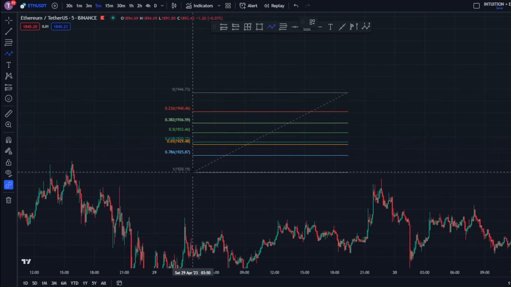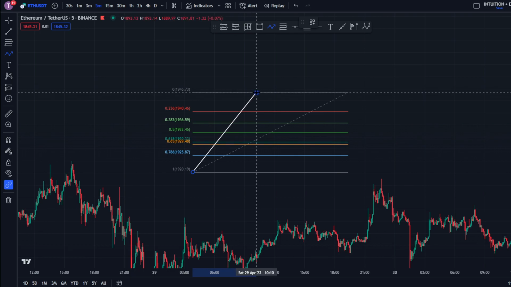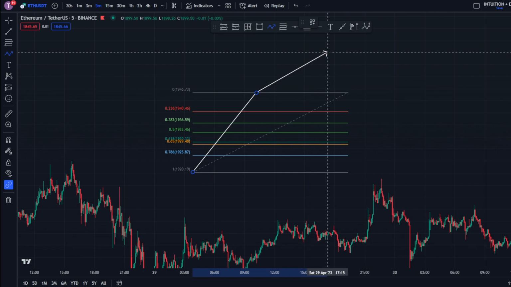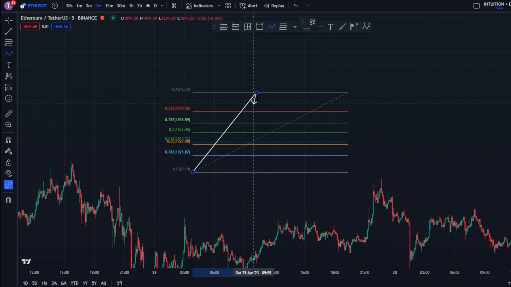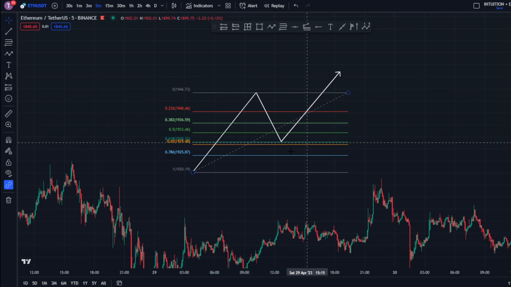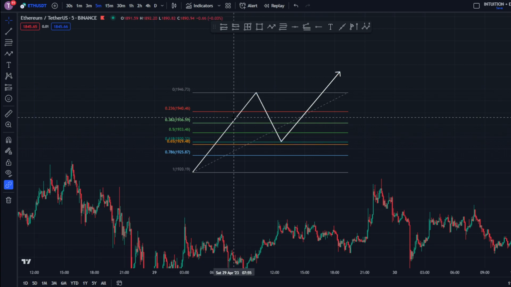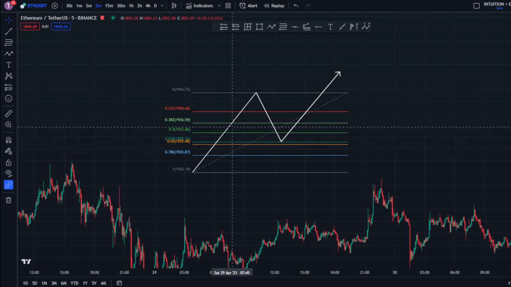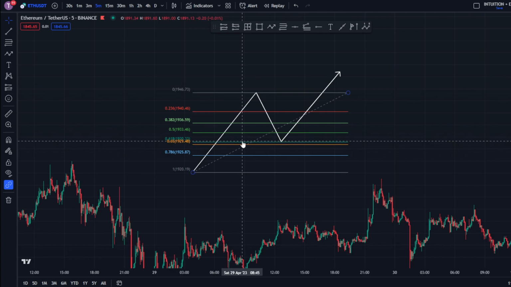Usually when we have a push up to this level, there's usually a pullback. Price does not just move in one straight line, and usually when it pulls back to one of these key levels, it will have a bounce and then continue the uptrend or the downtrend. So we're going to use that to help time our entries and hopefully have a more profitable win rate with this Fibonacci retracement.